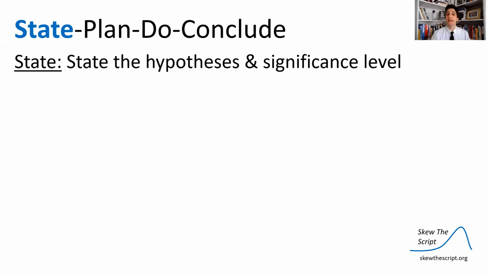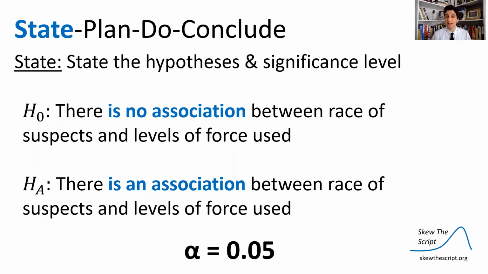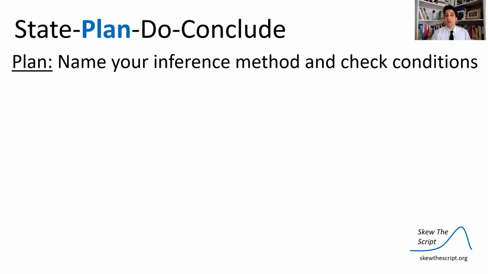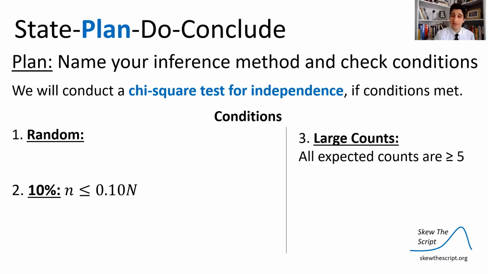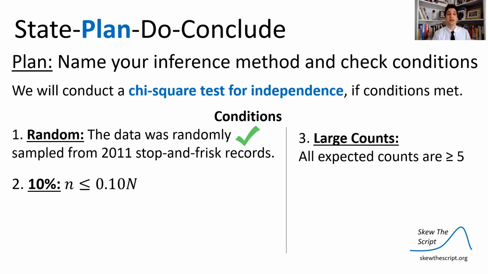So first, you want to state your hypotheses and the significance level. We've written out our hypotheses before, we state them, and then we have an alpha level of 0.05 here. Plan, you want to name the inference method and check conditions. I'm doing a chi-squared test for independence. I'm going to check my conditions. We have these 3 very familiar conditions for us. Random, the data was randomly sampled from 2011 stop and frisk records, so we're good there.